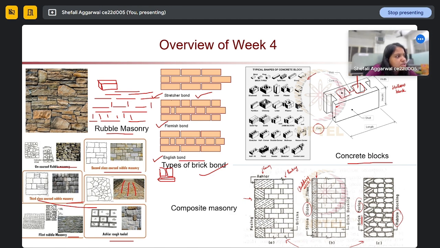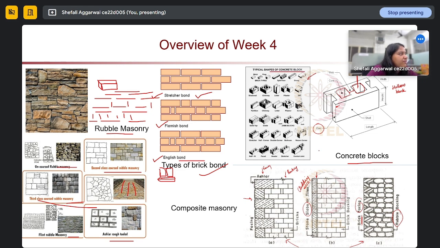So instead of using normal mud, clay or stone, when we use concrete material, or cement in our bonding of bricks, we call it a concrete block. There are various shapes of concrete blocks which are used.